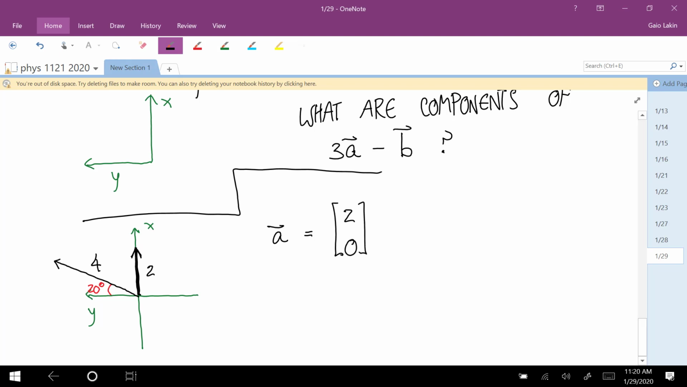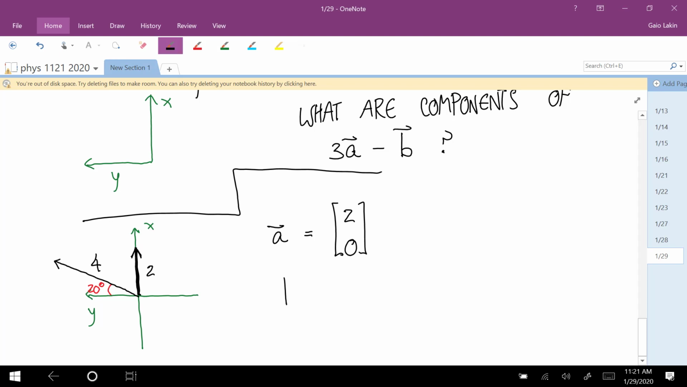You could also think of that as the angle is 0 degrees. And they would be 2 times cosine 0, 2 times sine 0, and it gives you the same thing. But you can just do those right off the bat.